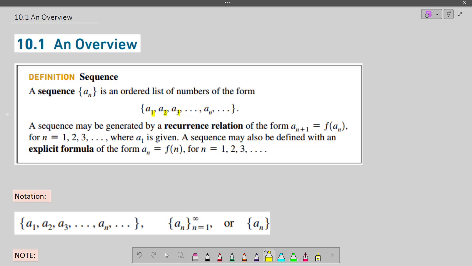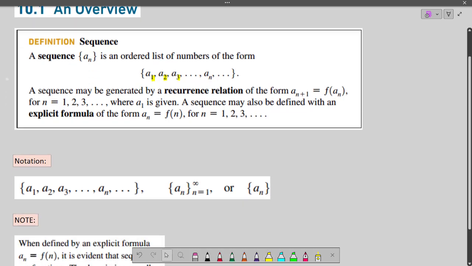A sub 7's value will be dependent on the 7. A sub 12 will be dependent on the 12. So the index is what's going to guide us. And we call this notation functional notation, right? This says that the nth term is a function of n.